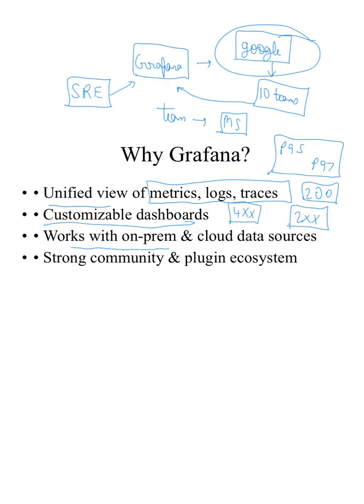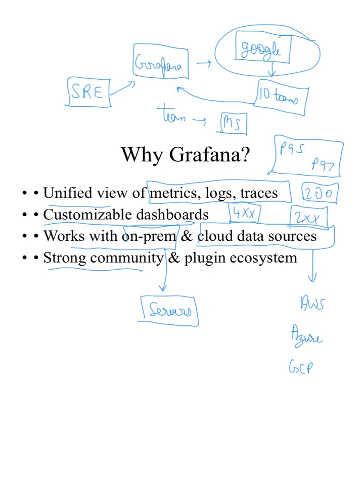Also, it works on-prem. On-prem means if you have your own servers, your own machines, your own cloud. Or it could work with cloud data sources also, which means AWS can send data, Azure can send data, and GCP, Google Cloud Platform, can also send data. And since it's open source, it has a strong community. A lot of plugins are present in the market which can enhance your interactive experience on Grafana. That's why everybody is using Grafana in the market.